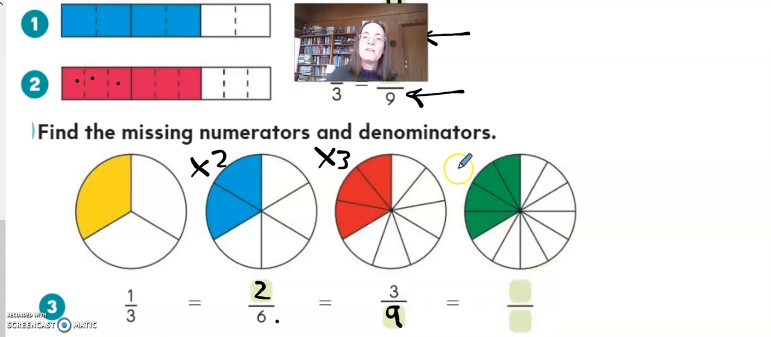And on this last one, they took that original yellow piece and they multiplied the number of pieces by 4. Same amount, different size pieces. Well, 1 times 4 is 4, and that represents these green ones up here. But 3 times 4 is 12, and that represents all of the pieces.